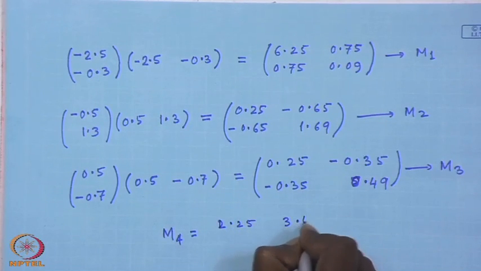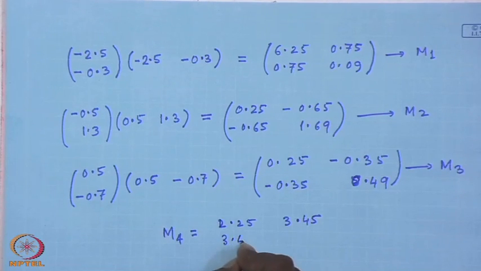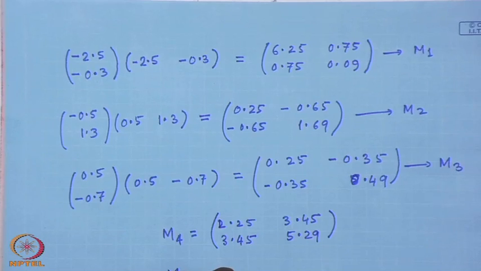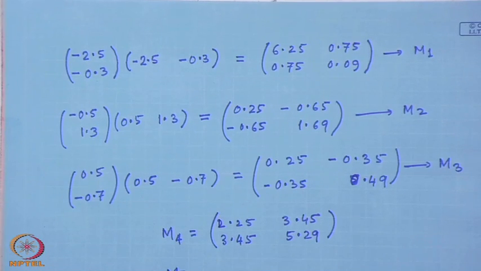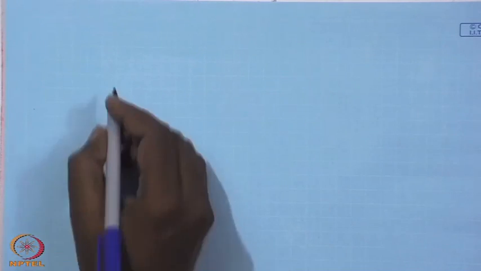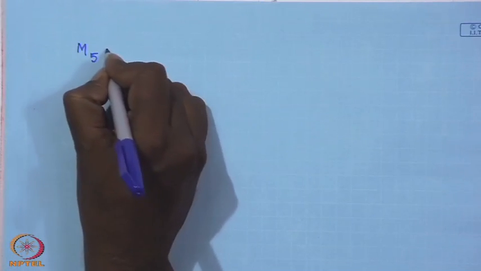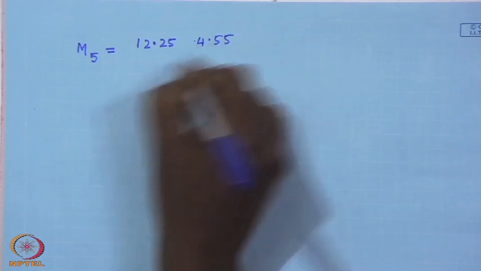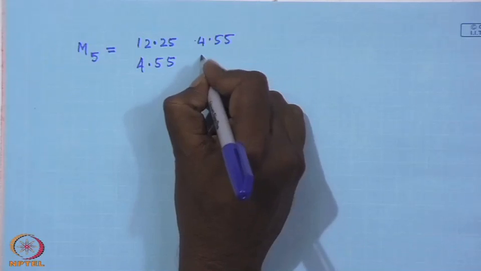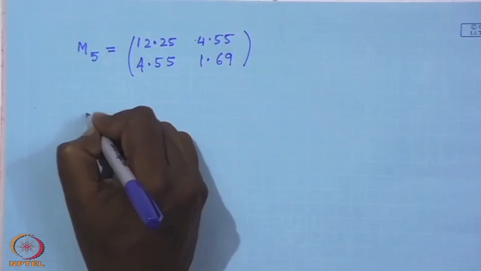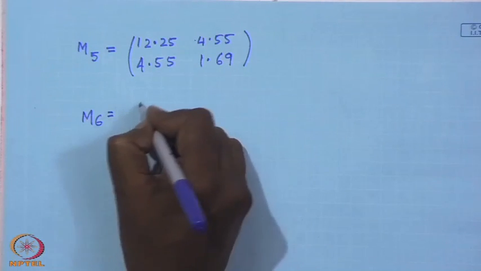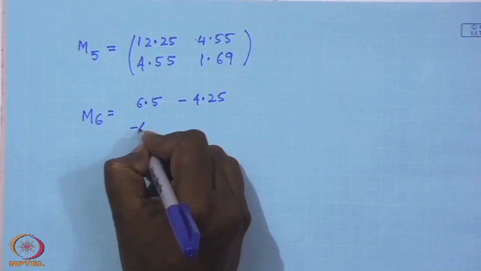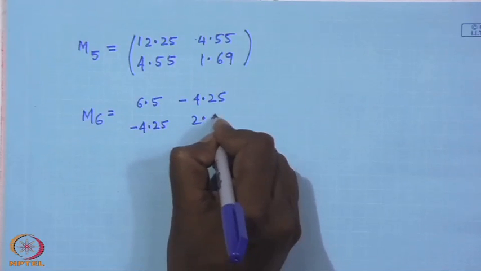that will be simply 2.25, 3.45, 3.45, 5.29. M5, the fifth matrix, sorry, let me go to the other page. M5, fifth matrix will be 12.25, 4.55, the sixth matrix M6 will be 6.5 minus 4.25, minus 4.25, 2.89.